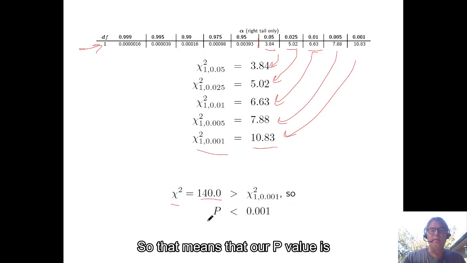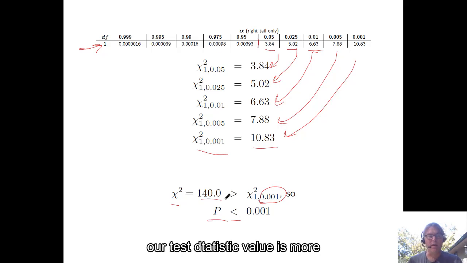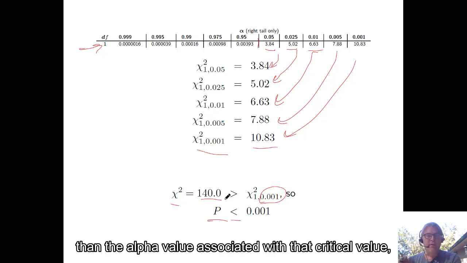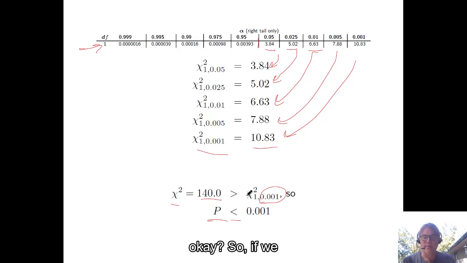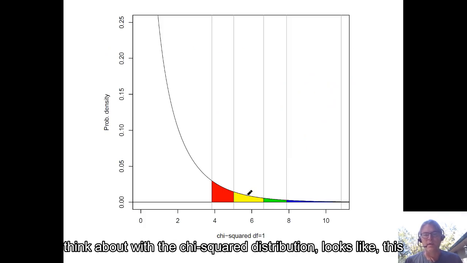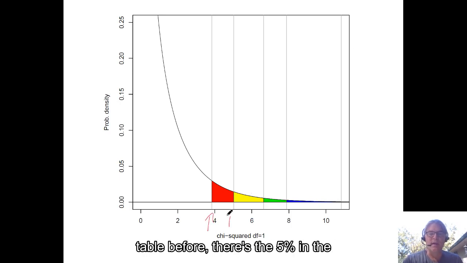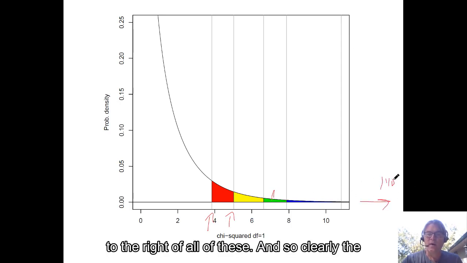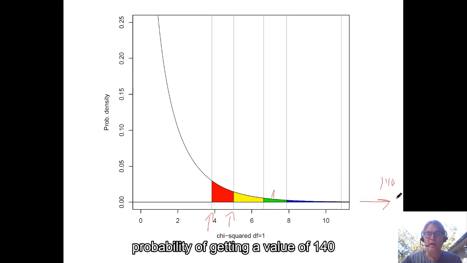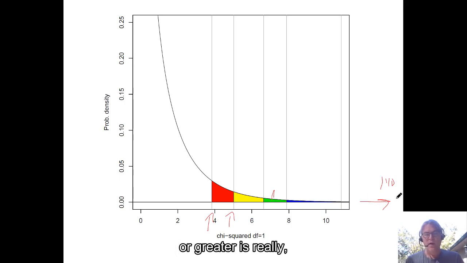So that means that our p-value is smaller than this alpha value right here. So it's this weird kind of inversion. If our test statistic value is more extreme, more in the tail of the distribution, then we know the p-value is going to be even smaller than the alpha value associated with that critical value. Okay, so if we think about what the chi-square distribution looks like, this is a chi-square for degree of freedom 1. These are those critical values that I pulled out of the table before. There's the 5%, the 2.5%, the 1%, etc. And our value is way over here to the right of all of these. And so clearly the probability of getting a value of 140 or greater is really, really tiny.